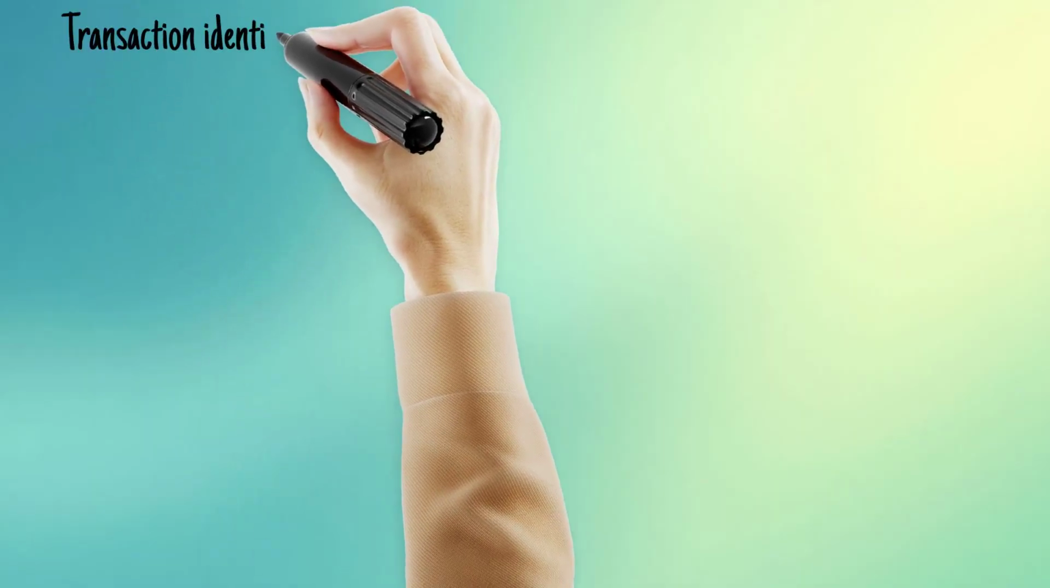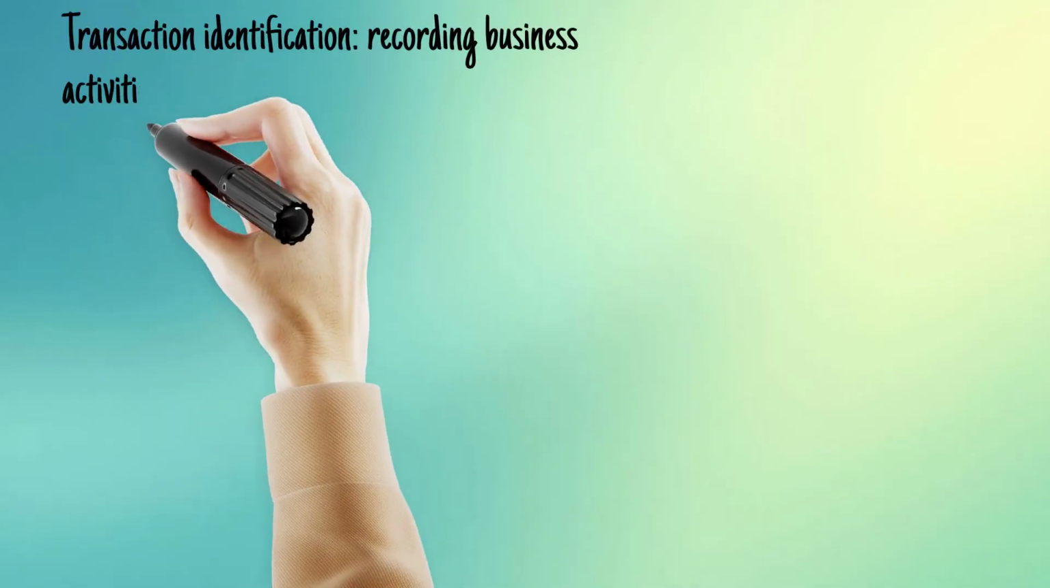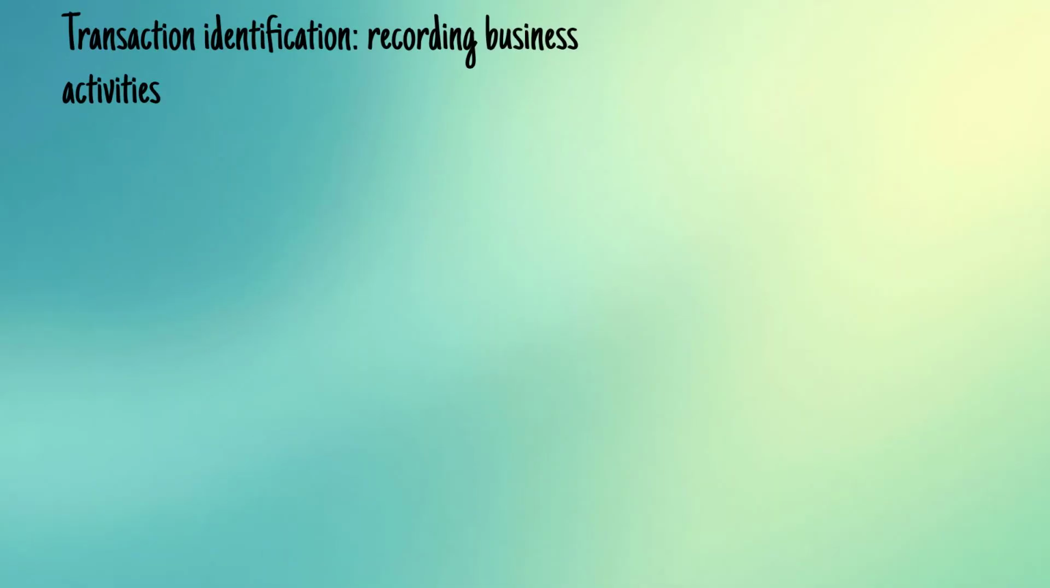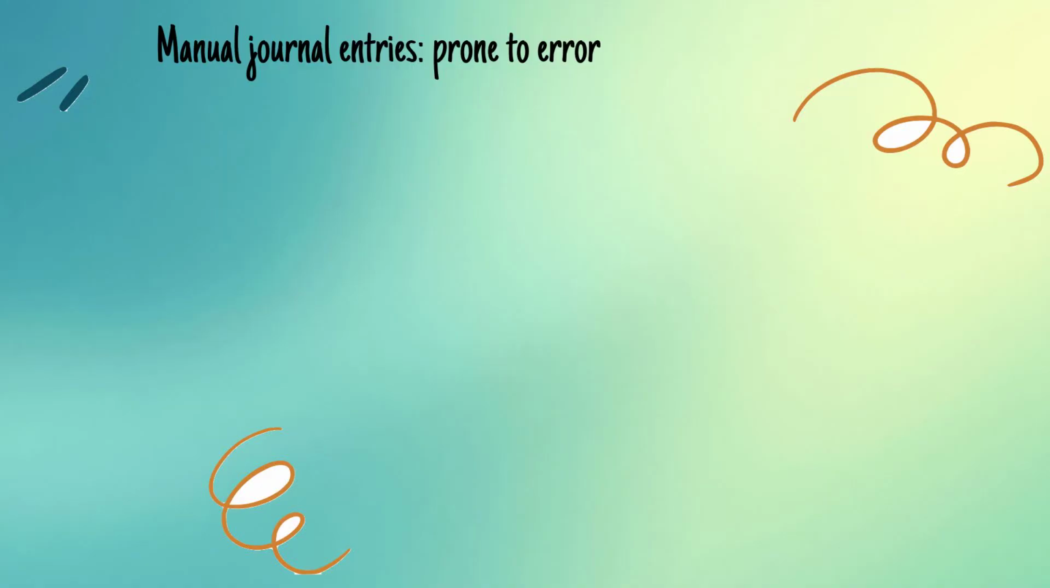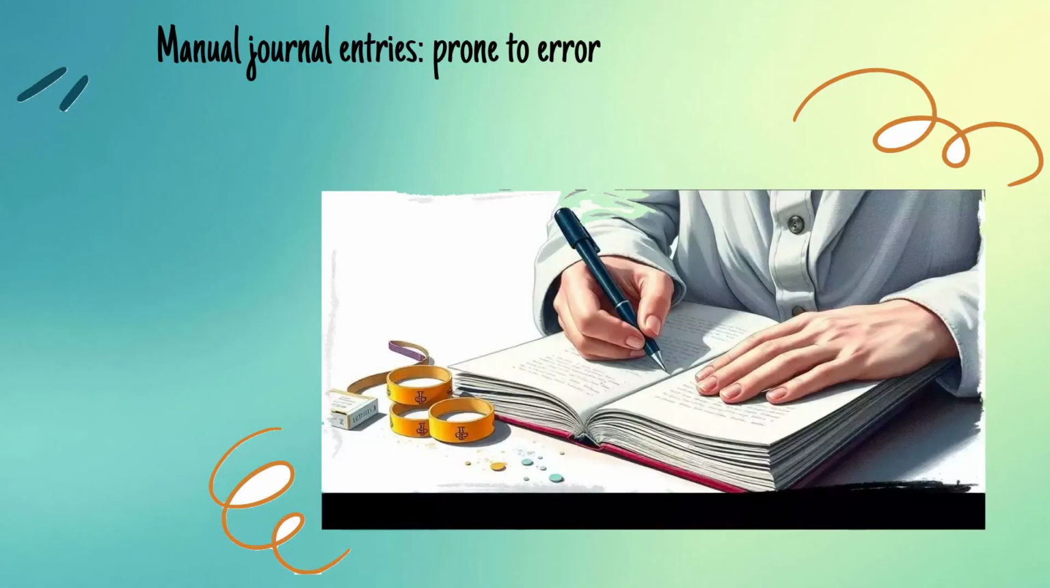First up, we have transaction identification, where every business transaction is identified and documented. In a manual system, you would record these transactions using ledger books or journals. It's time-consuming and requires meticulous attention to detail. Moving on, we have the preparation of journal entries. Manually, entries are recorded by hand in a journal, noting every detail of the transaction, making errors a common occurrence.